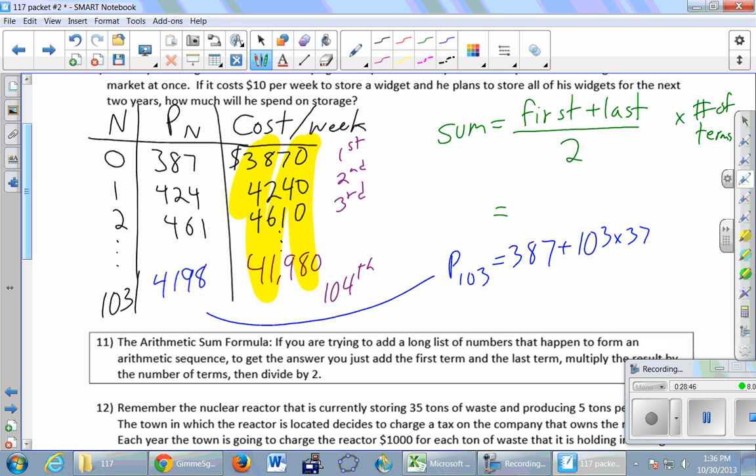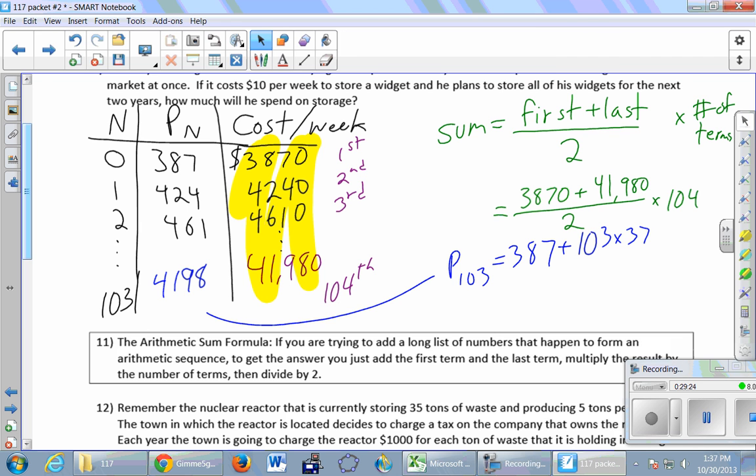So in this example, first term is plus the last term. I'm going to divide that guy by 2. It's in a slightly different order than in the box, but it's the same. And multiply by the number of terms. Very careful here. Is it 103? Is it 104? How many terms are in that list? There's 104 terms in there because we started at 0. So that's what we have to find. This thing right here.